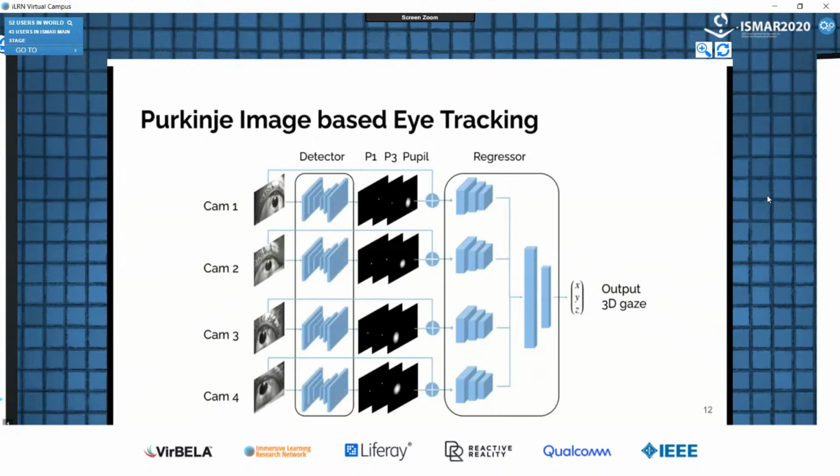To track gaze with Purkinje images, we collect a big dataset and design an end-to-end convolutional neural network. Our network takes images captured by different cameras and feeds them into a detector to generate heat maps of semantic features, namely the pupil, first and third Purkinje image. Then the original image and its corresponding heat maps are combined together as the input of the regressor. The final output of the regressor is the gaze position in 3D space.